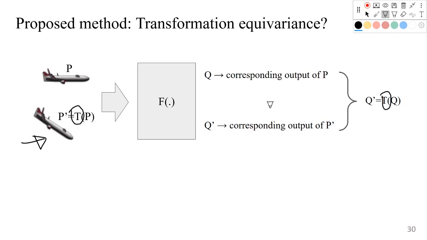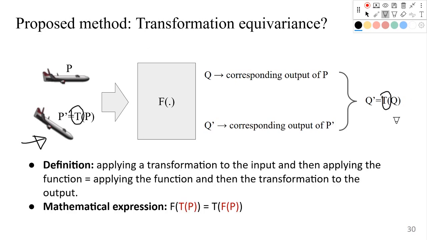You can try to see this diagram. And then for the formal definitions, I hope this can provide easier understanding after we see this formal definition. So applying a transformation to the input and then applying the function equals applying the function first and then the transformation to the output. See this mathematical formula here.